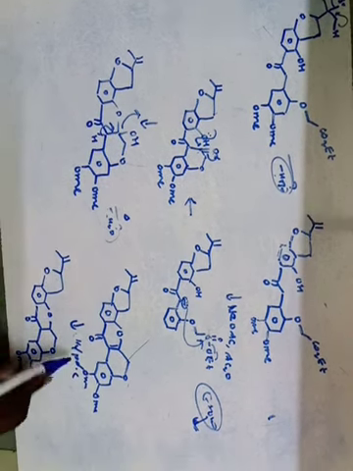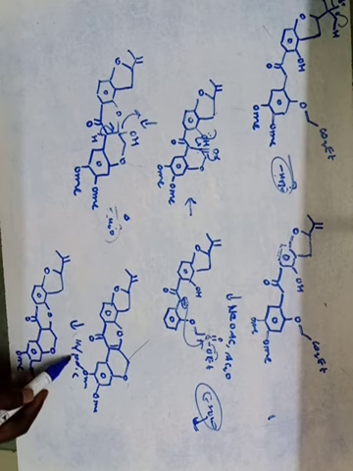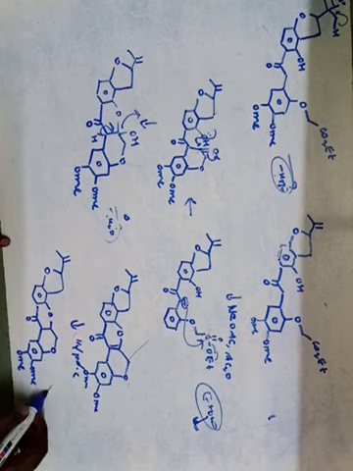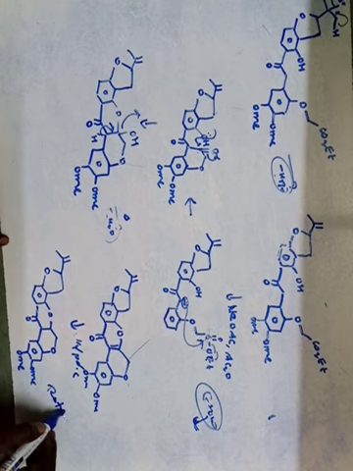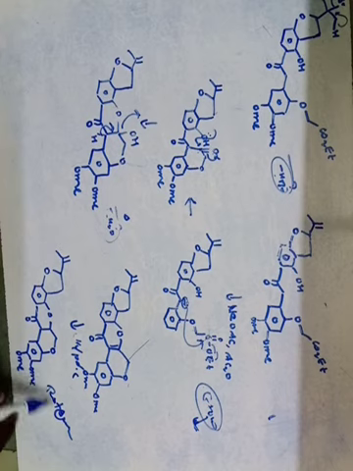And when we do controlled catalytic hydrogenation, that is H2 in presence of palladium carbide, it gives rise to the final structure. This is the final structure of rotenone.